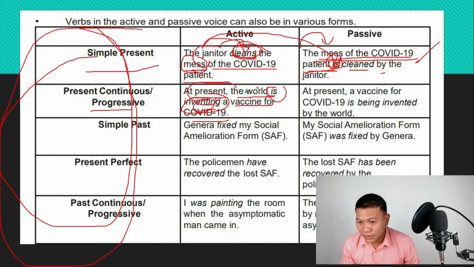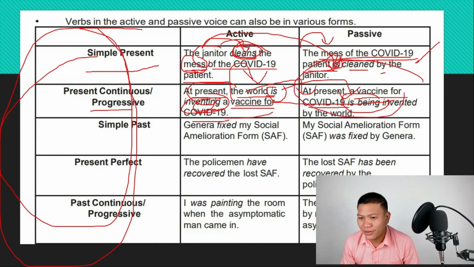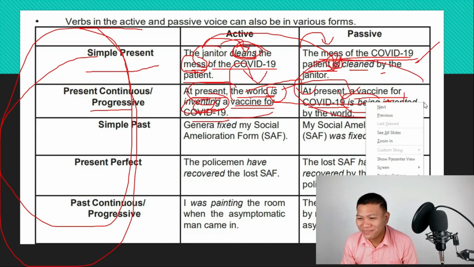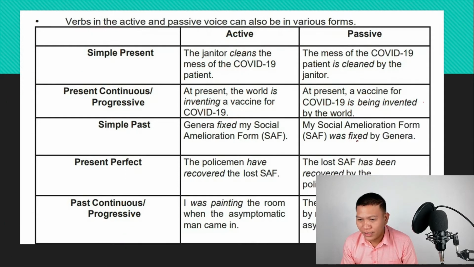So it will be like this. At present, a vaccine for COVID-19. A vaccine for COVID-19, so singular. So we will take is, and then plus being, and then past participle form of the verb, being invented by whom? By the world. Okay? You get it? Okay, let me erase everything so that now let's continue.